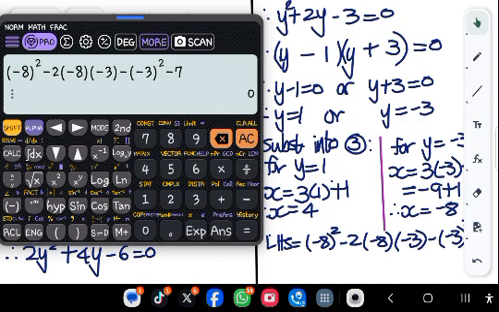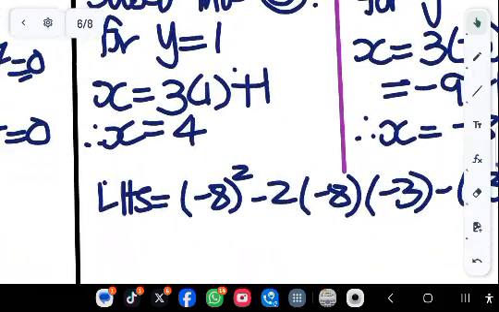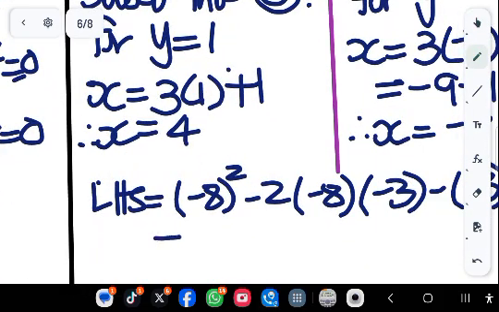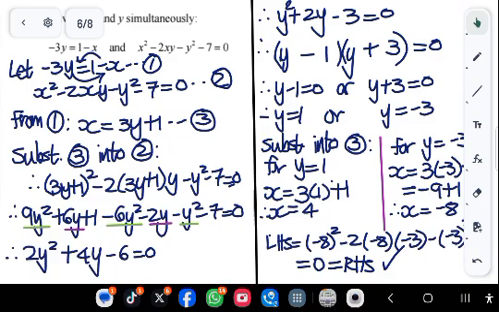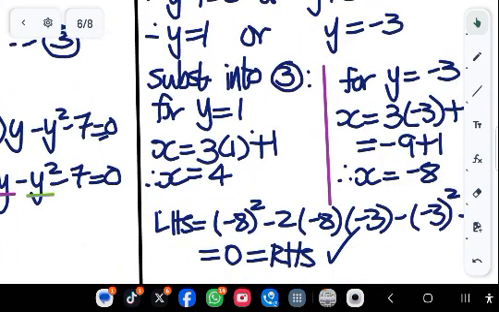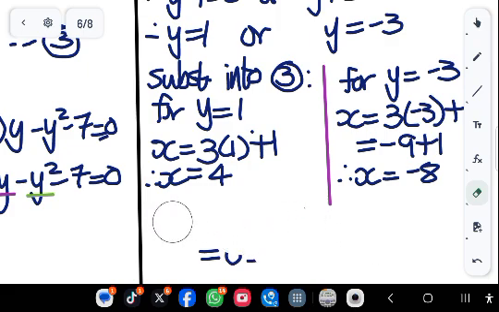And there it checks out, it gives us 0. It is equal to 0, which is equal to the right hand side. So yes, this combination also checks out. Now, therefore, this is what you do. The final solution, don't forget that.